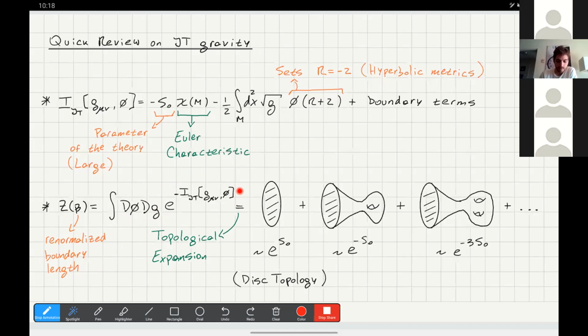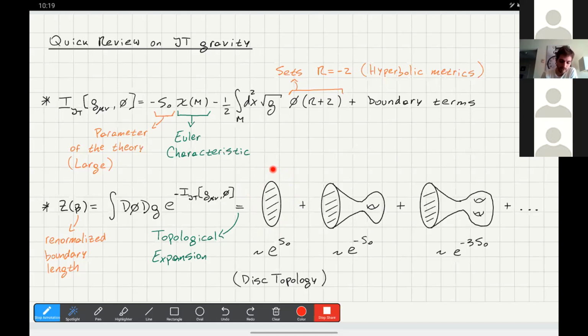And the nice thing is that this partition function organizes itself in a topological expansion. And let me tell you what I mean by that. What I mean is the following. This first term that we have over here, that schematically I have drawn a disk, okay? This is a contribution that comes from solving this path integral when the manifold that you're considering has a disk topology, okay?